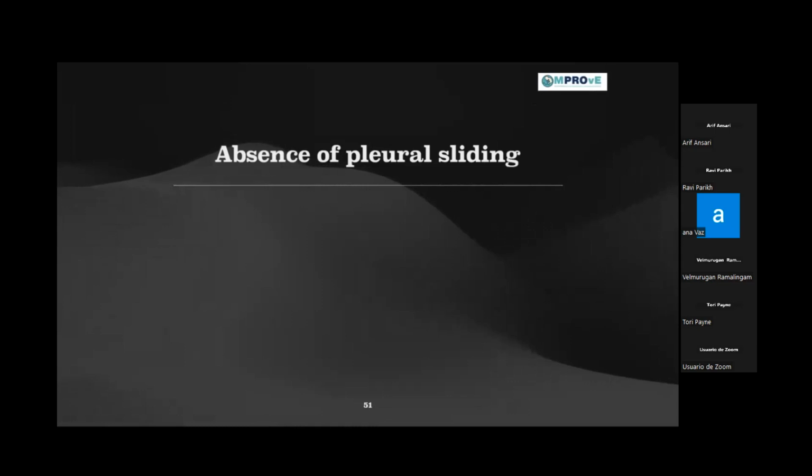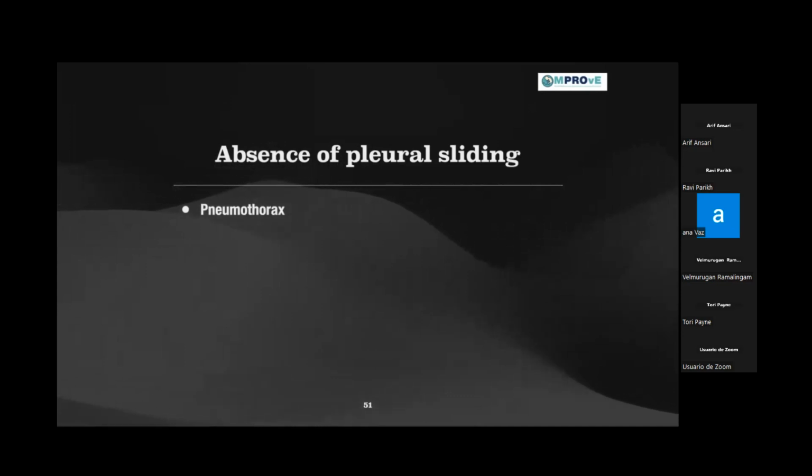Right. When do we see absence of pleural sliding? So when we're talking about the pleural sliding, as I explained, if you have a pneumothorax, you lose your visceral pleura. So there is no rubbing effect. There's no rubbing movement. So you lose pleural sliding.